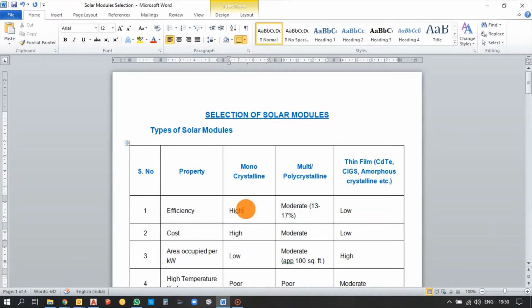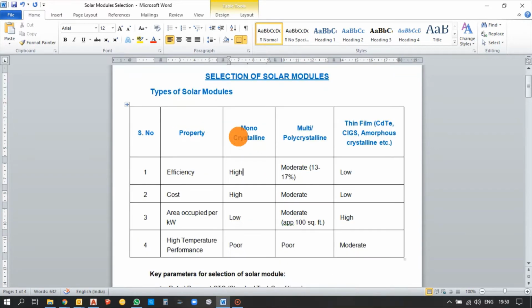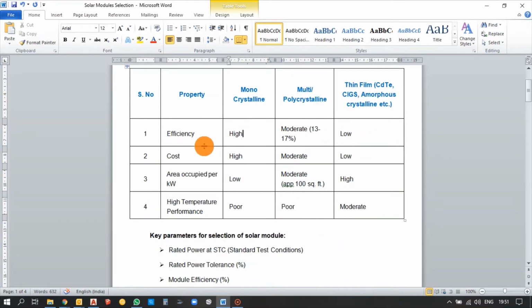Hi guys, let's see how to select the solar modules. Starting with the types of solar modules available in the market. There are three types: monocrystalline, multicrystalline, which is nothing but polycrystalline, and the third one is thin film technology. So let's see the characteristic changes and performance depending upon the properties.